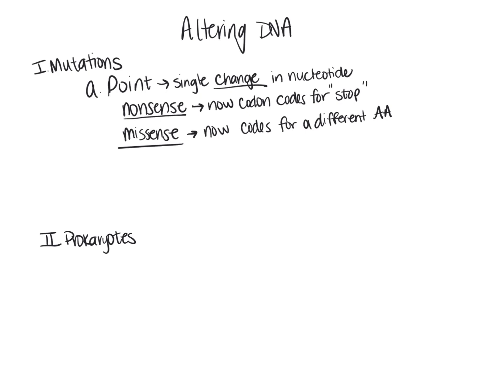The next type is called a missense. In a missense mutation, the codon now codes for a different amino acid. You would know it's a missense because every amino acid before and after the mutation is identical and only one amino acid has changed.